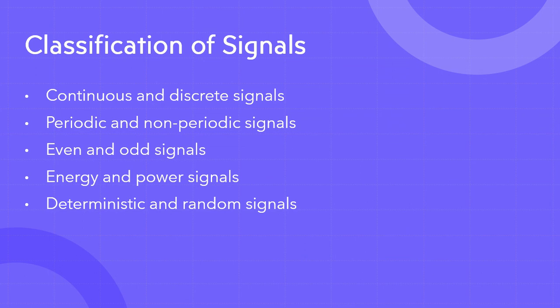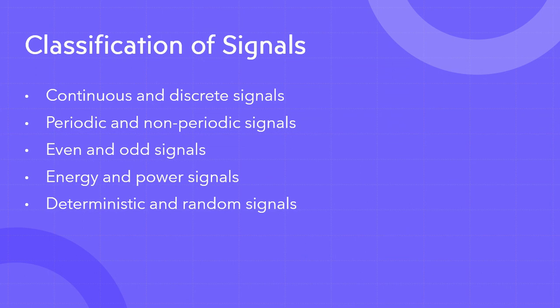So what is continuous and discrete signal? A continuous signal is nothing but a signal which can be defined continuously with respect to time. A signal which is defined continuously with respect to time is a continuous signal. And a signal which is defined only at specific intervals, at regular time, those signals are called discrete signals.